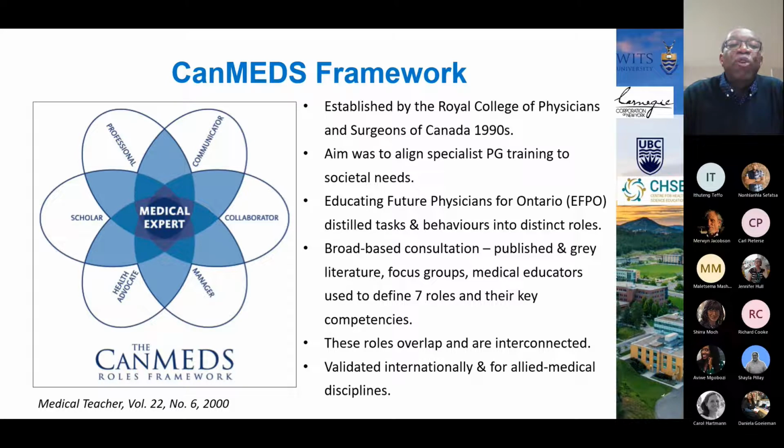These are overlapping roles, as you see that the leaves of this diagram all overlap each other. In other words, a medical doctor who is able to manage an office, or a clinical department, will also be a health advocate, and will also be somebody who can collaborate with similar professionals or allied medical professionals, and so on and so forth. So these roles are interconnected and overlapping. The CanMEDS framework has been validated across many disciplines and many countries, so we know that they are valid. They represent the roles that doctors and physicians are actually meant to perform in different contexts.